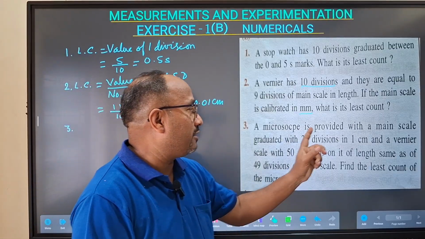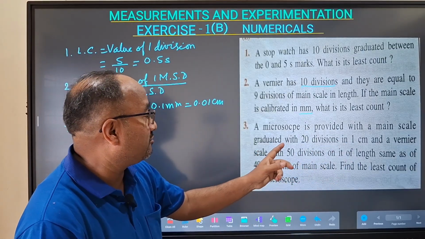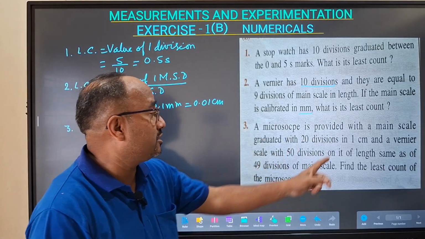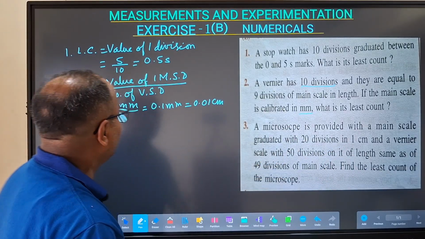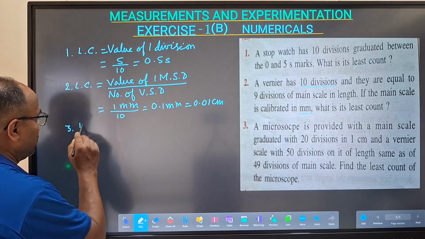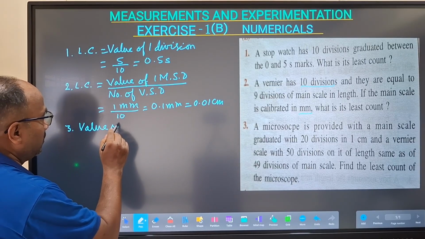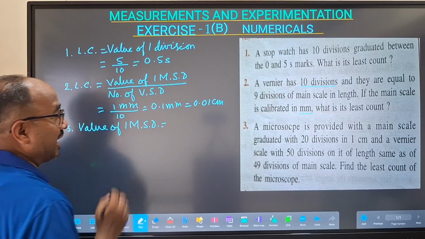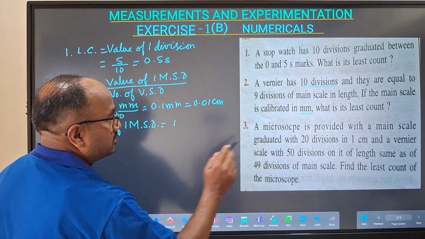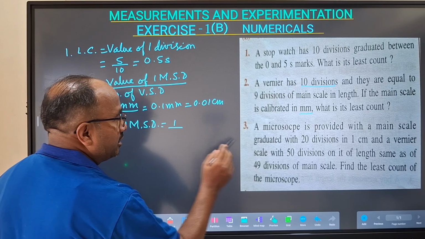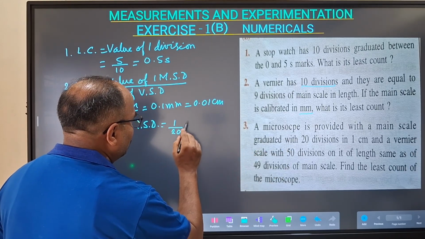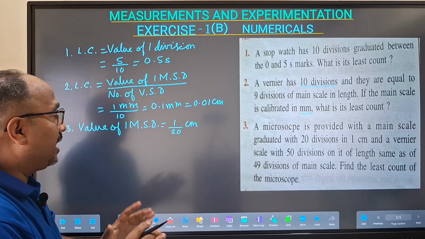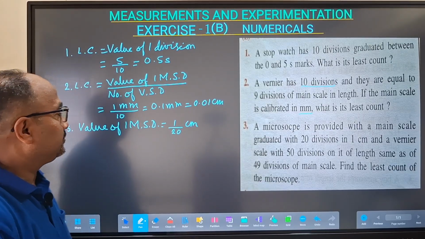So first of all, our task is to know what is the value of one main scale division. 20 main scale divisions are fitted in 1 centimeter. So I will first find the value of one main scale division, that will be 1 centimeter divided by 20. So 1 by 20 centimeter. I am leaving it as 1 by 20 centimeter. I don't want to bring that in decimal.